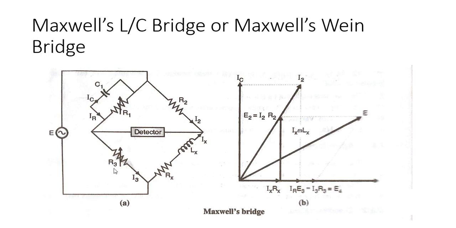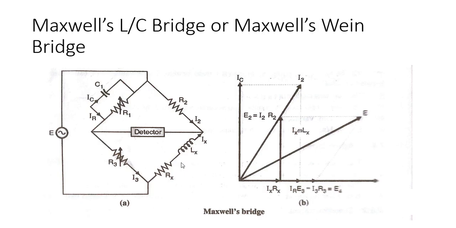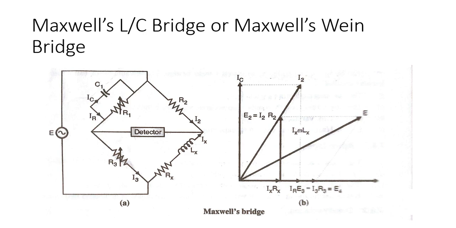Now one important thing you have to keep in mind is that to obtain the bridge balance, first R3 is adjusted for inductive balance, and R1 is adjusted for resistive balance. Some adjustment is done over here, so that's why R1 and R3 are variables.